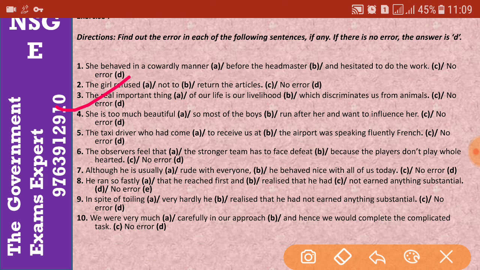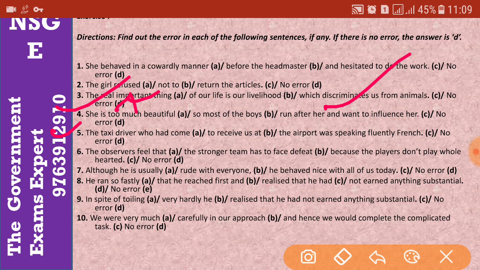She is too much beautiful. So there is an error. She is very beautiful, so most of the boys run after her and want to influence her. So there should be "very much" instead of "too much". Clear? So let's move on to the next one.